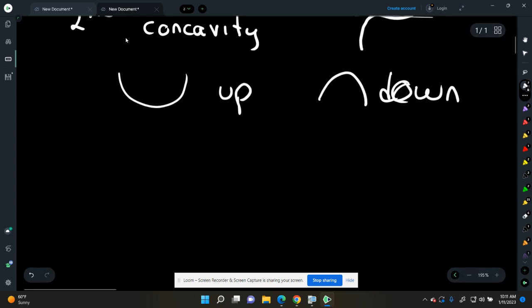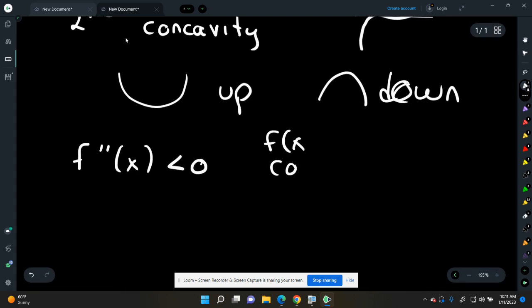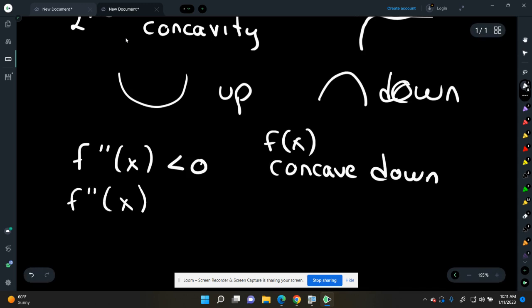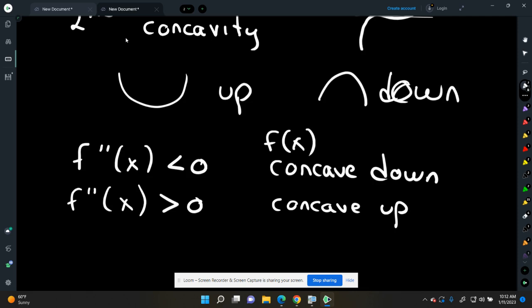So the concavity, right, if f double prime of x is less than 0, then f of x is concave down. If f double prime of x is greater than 0, then f of x is concave up. So you just take the prime of the prime to find it. The prime of the prime, right.